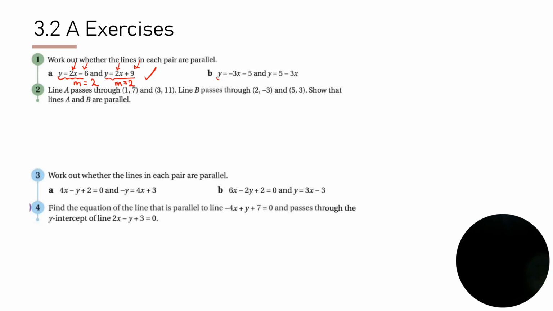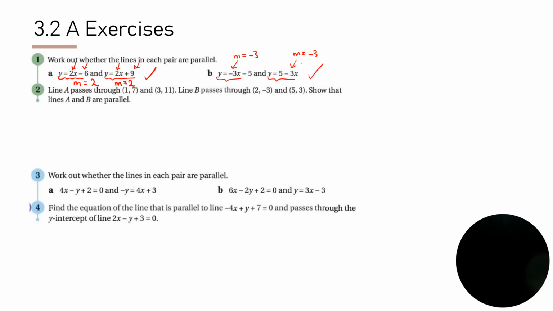Second one, the first line, y equals negative x minus 5. Y equals negative x minus 5. So negative 3 is the slope, m equals negative 3. And the second line, y equals 5 minus 3x. So as we said, the coefficient of x is the slope. So here the coefficient of x is negative 3. So also, these two lines have the same slopes. Therefore, these two lines are parallel.